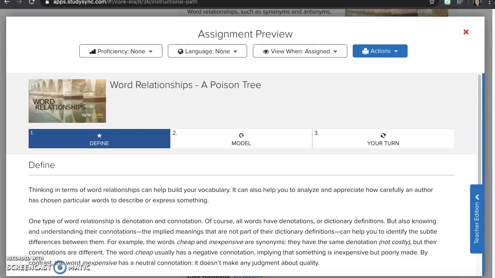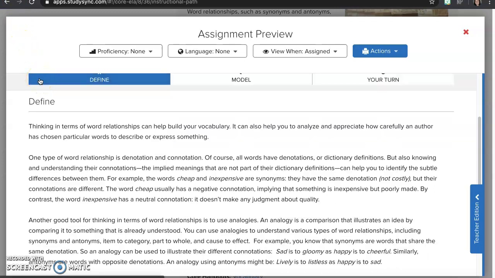Hello. This week we have a couple of different stories we're going to be talking about. The first one comes from A Poison Tree, and we're talking about word relationships. So we want to think of word relationships and how they can build your vocabulary.